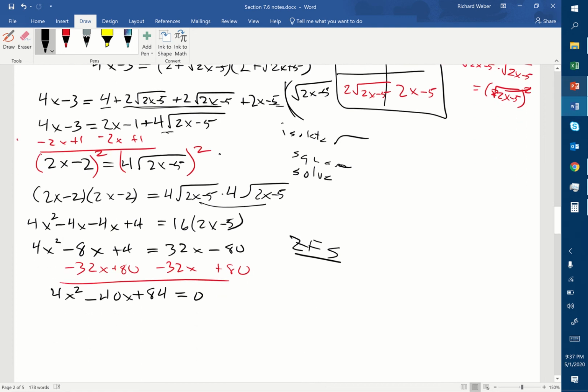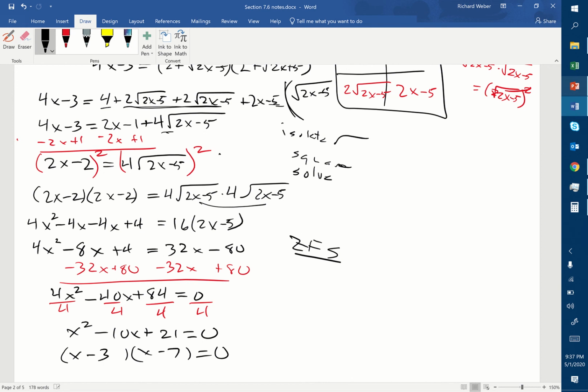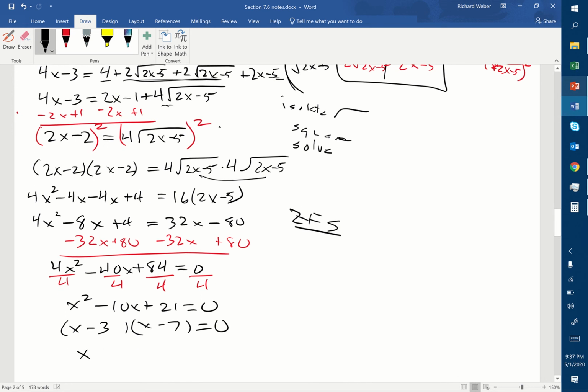Okay? Well, you know what I like to do, right? I'm going to divide by 4 to make the numbers smaller, totally legal when you're solving equations. We're getting x squared minus 10x plus 21 is 0. Thank goodness it factors, or else I would have started over. So we have x minus 3, x minus 7. We get x is equal to either 3 or 7.